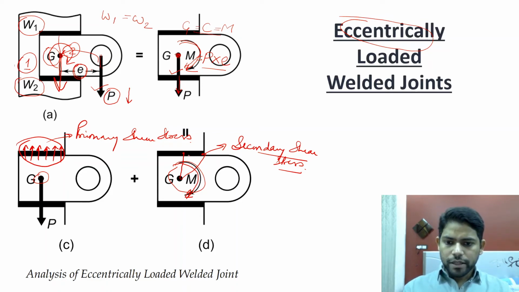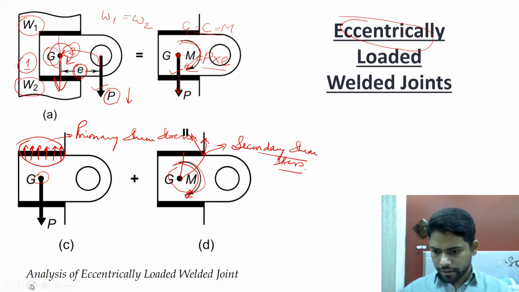Now obviously this moment will basically tend to rotate these welds in the clockwise direction. That's why the direction of the secondary shear stress will be in the opposite direction, which is in this direction. So the direction of the secondary shear stress will be in this direction, and your primary shear stress will always act upwards like this. I'll draw it with some other color so that it will be more clear to you.